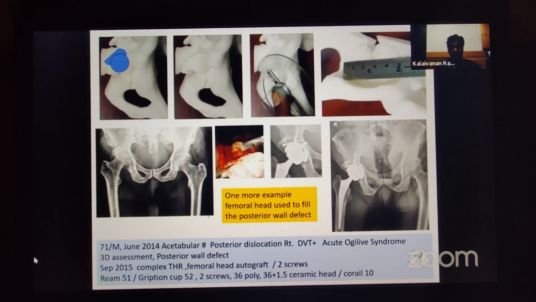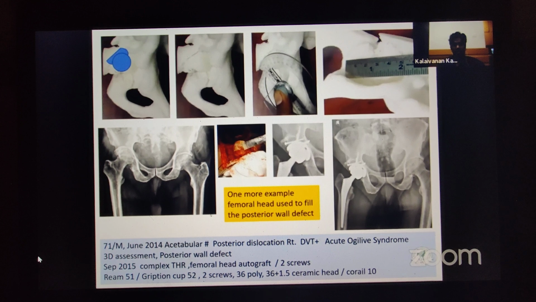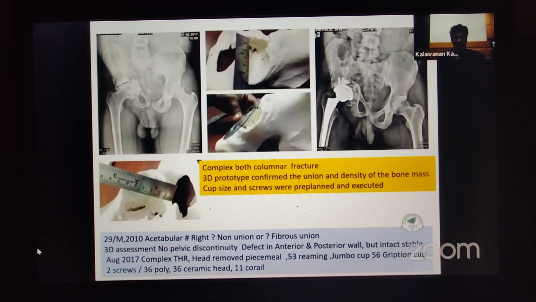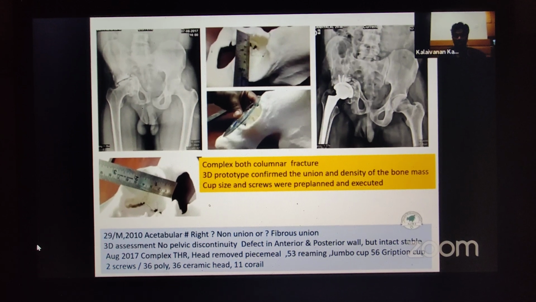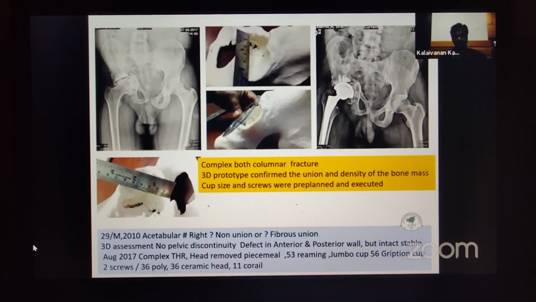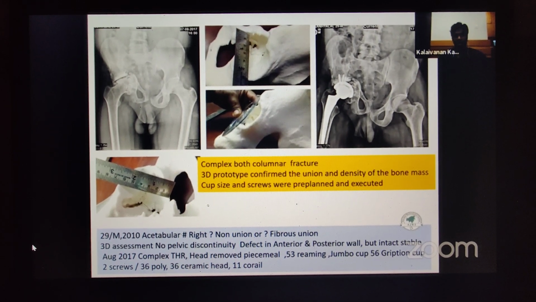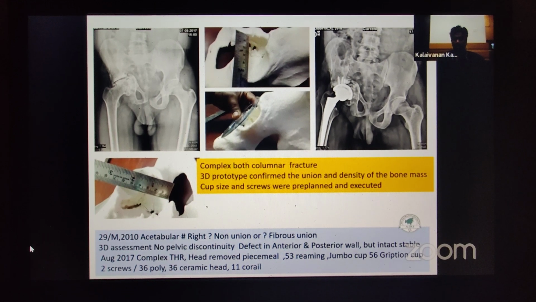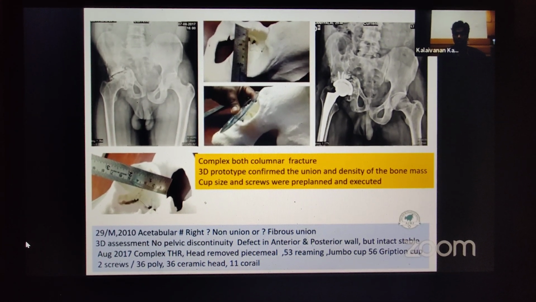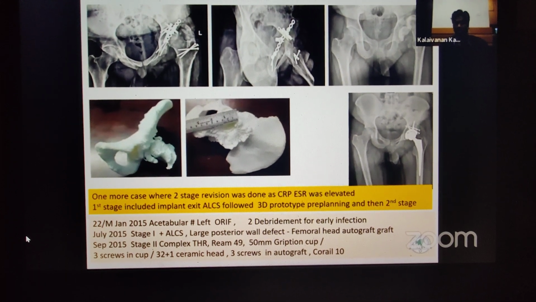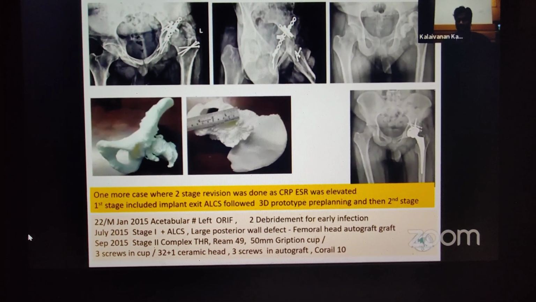Another example where the femoral head was used as an augment and it was executed in the same way as we planned. Another example where there was a doubt whether it was union or non-union, and the 3D printer model gave us an idea that it was completely united, and it gave us the perfect size of the cup and the direction of the screws where there was good bone stock, and we executed the same thing.